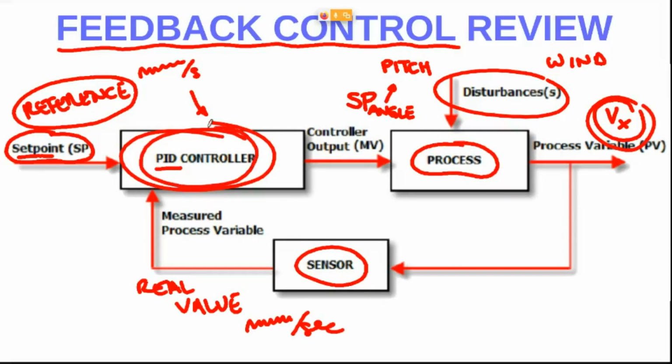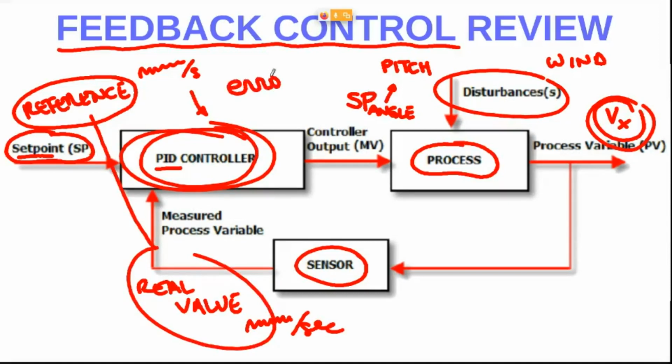So the role of the controller is to compare the reference with the real value and generate the error. This error will be processed by means of the PID control law in order to calculate the controller output and send this controller action to the aircraft. And as you may remember from the previous slides, we have some kind of complex architecture to make this whole process work.